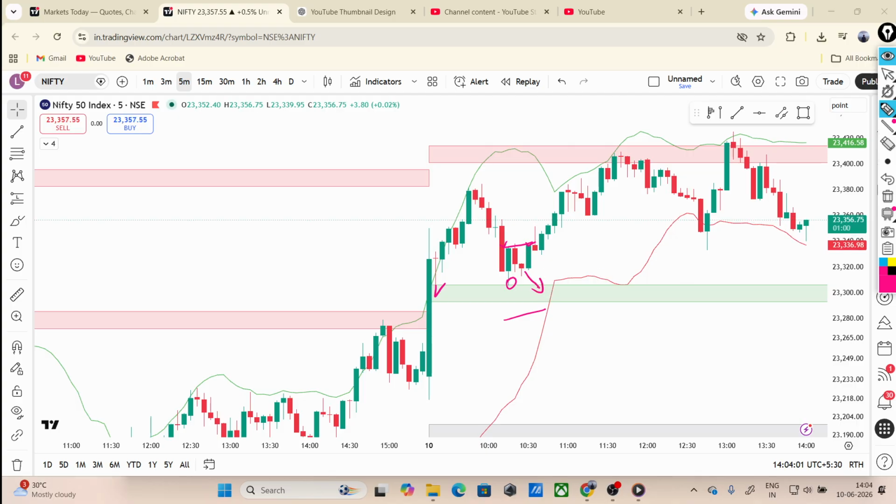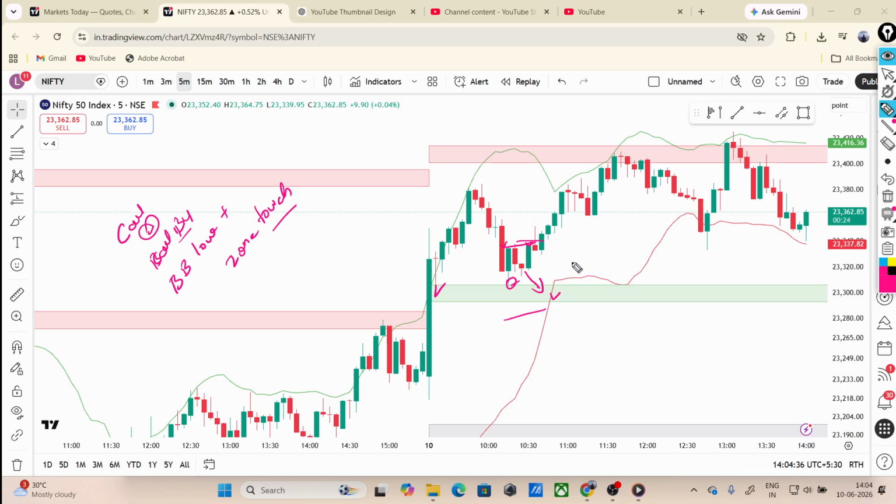Okay, the confirmation for the call option buy side is Bollinger Band low plus zone touch. It is compulsory, because the Bollinger Band is near the zone, and the candle is also touching the zone. So this type of entry.